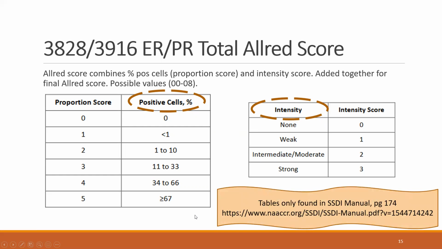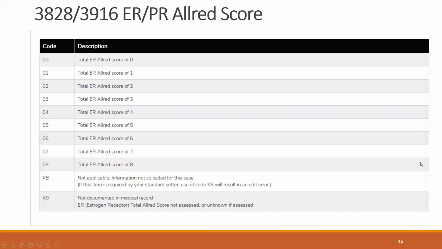So those tables right here are only found in the SSDI manual. They are not in SEER RSA, which is where I kind of keep open for my site-specific rules. I think they may have finally linked to this area, but keep this handy. You're going to need this when you get to these two ER and PR all-red scores. Okay, and then here's your codes. We had a 7. Our score was 7 that we added up, 5 plus 2. So our code was 07.